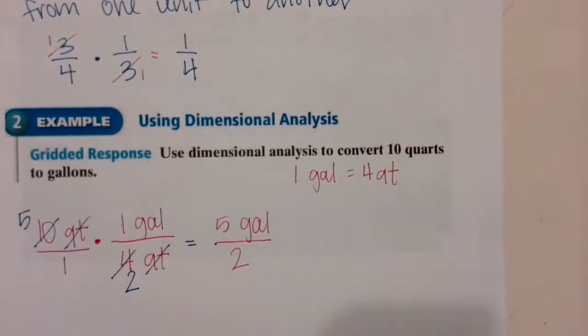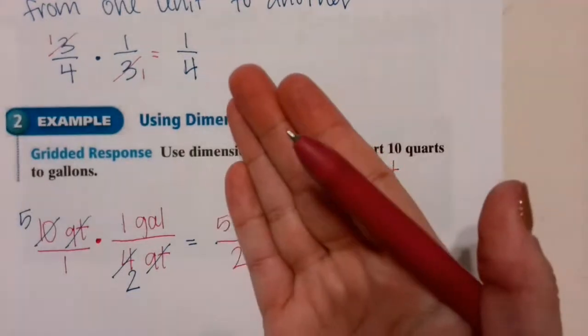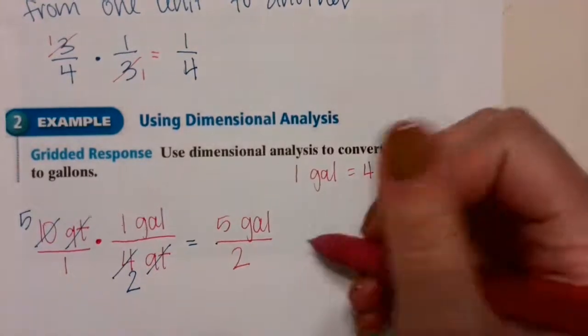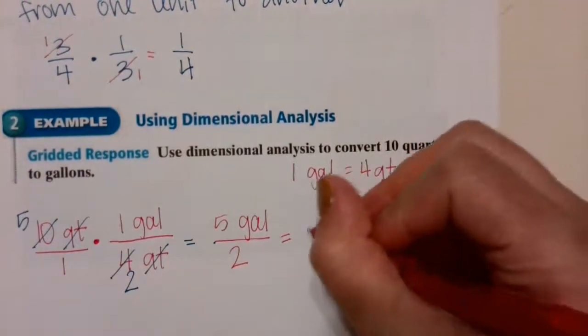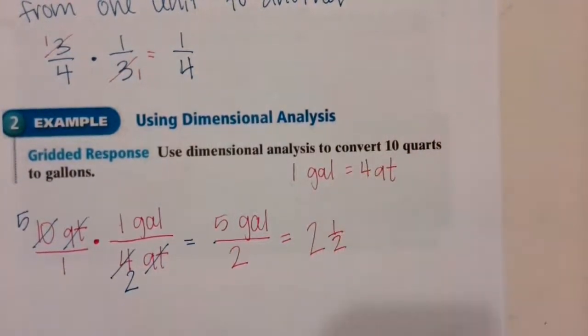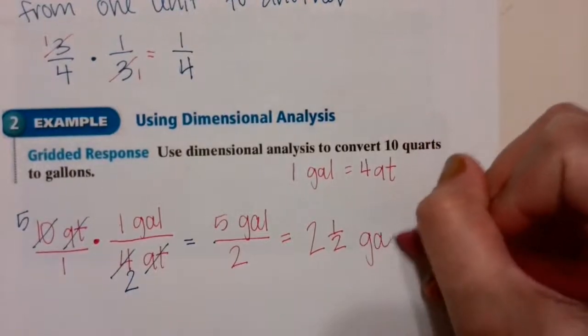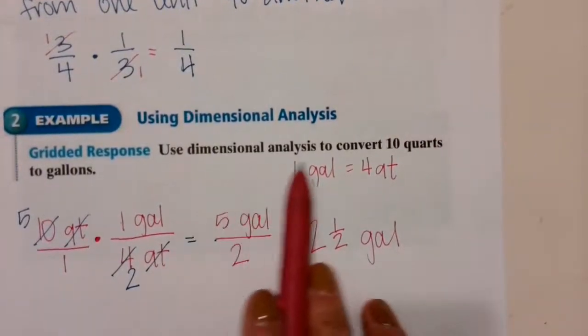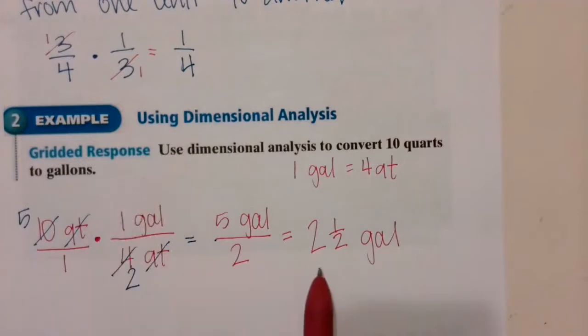So it looks like my answer would be 5 over 2 gallons, which is not simplified because this looks like an improper fraction. So 5 divided by 2 would be 2 1/2. So that would be 2 1/2 gallons. So to convert 10 quarts to gallons, 10 quarts are equal to 2 1/2 gallons. Okay? So that's what it looks like to do dimensional analysis, fraction multiplication.